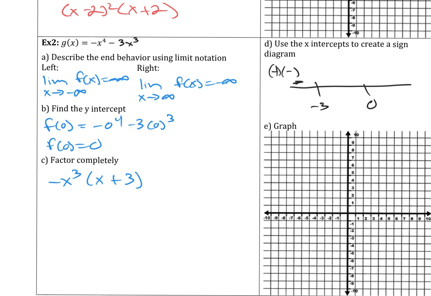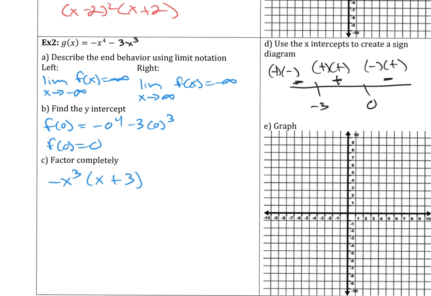If I were to plug in, let's say, negative 1, this is going to be a positive. This is also going to be a positive. So now I have a positive times a positive, which means that I'm going to have a positive function. And then lastly, if I plug in a positive 1, this is going to be a negative. This is going to be a positive, giving me a negative times a positive, which is negative. So I now know the behavior of my graph at my zeros and in between, and I know that it has to be going down.